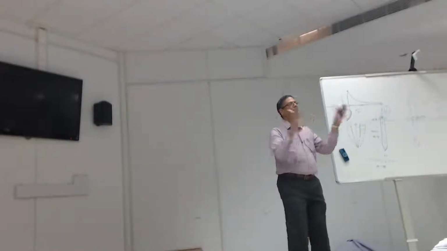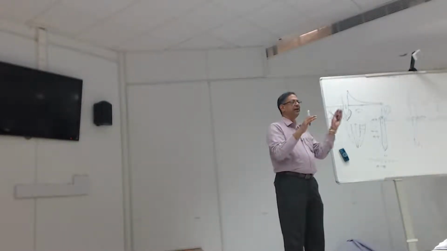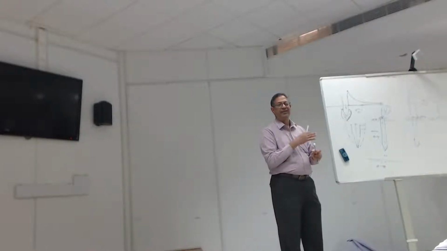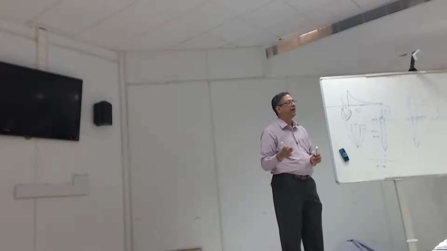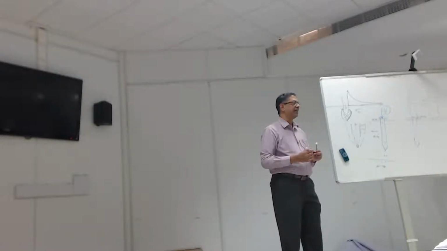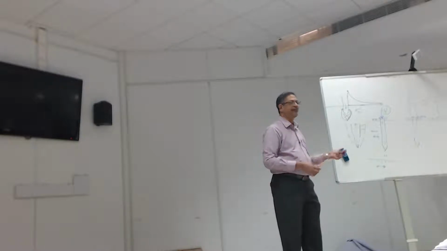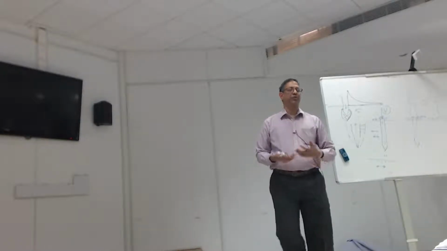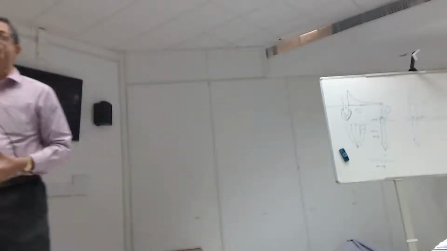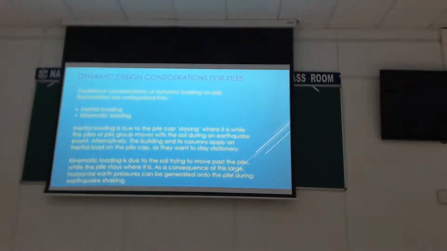So the soil wants to move more, the pile wants to move less, then the soil will slap the pile on either side in each half cycle. And that's inertial loading. It's very easy to understand. Not trickier to work out, but it's very easy to see where it comes from.